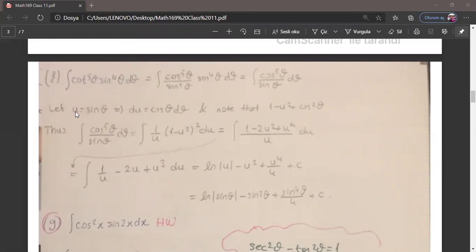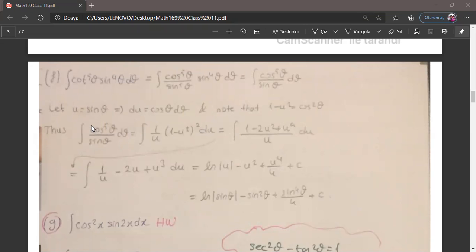Now substitute u equals sine theta, then differentiating that identity gives you du equals cosine theta d theta. And remember, 1 minus u squared is equal to cosine squared. So what do we have? We have exactly, remember, cosine theta d theta. From here we have du.